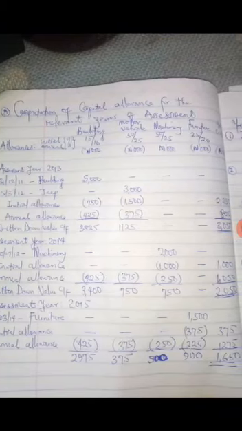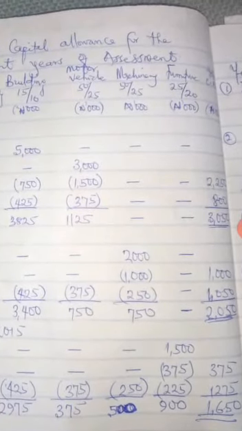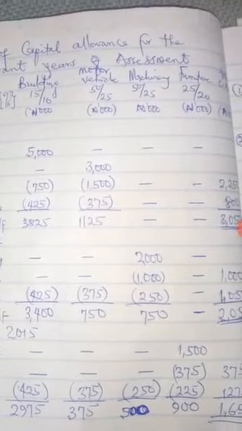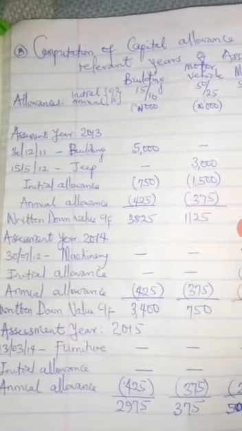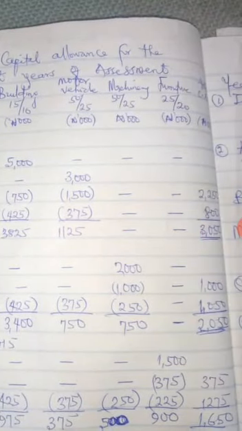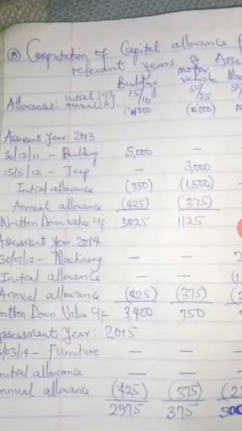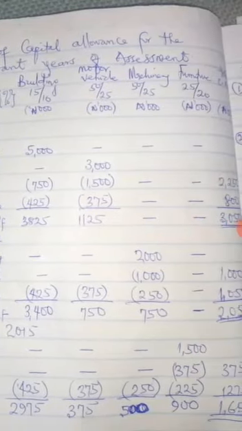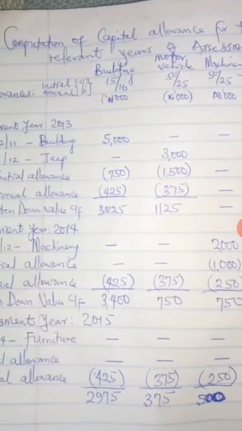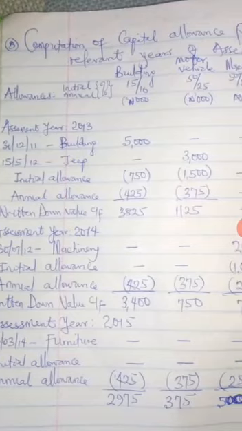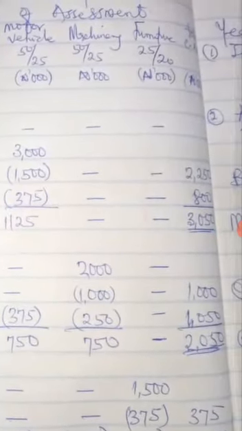So the next thing we look at is the last column there, which is the total capital allowance. So how do we get this 2,250? You add up the initial allowance: 750 plus 1,500, you have 2,250. Then for the annual allowance, you have 425 plus 375, you have your 800. So what that simply means is that your capital allowance for the year of assessment 2013 will be 3,050 naira.